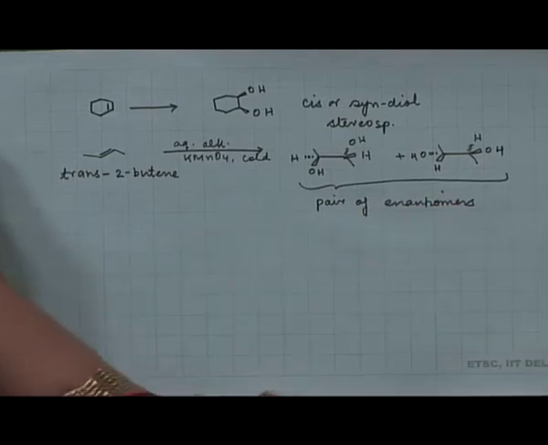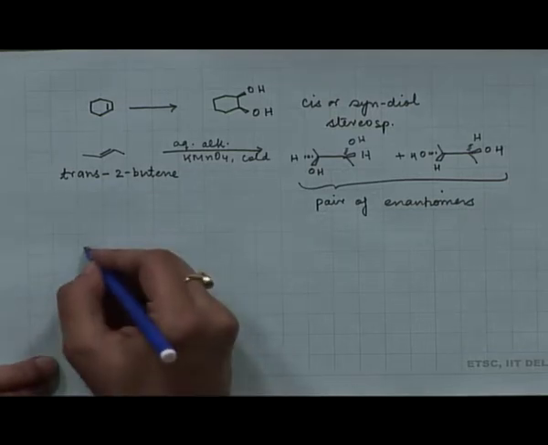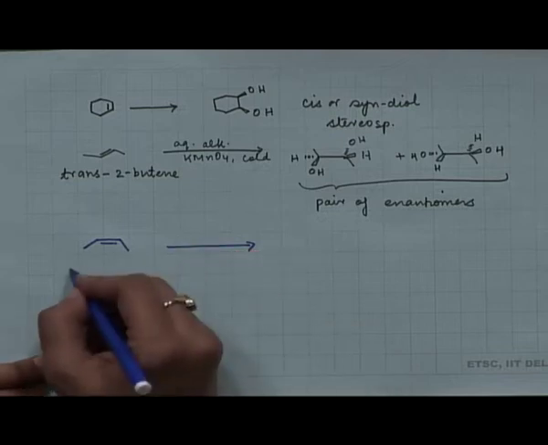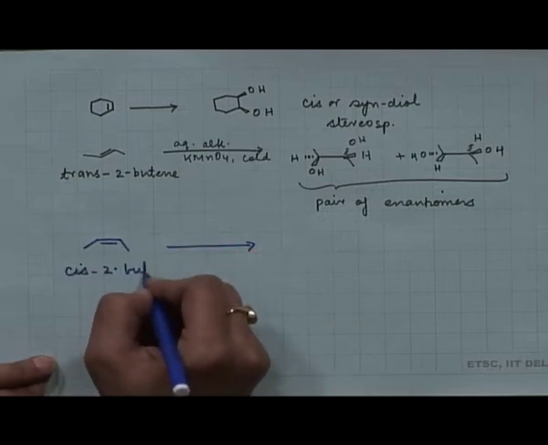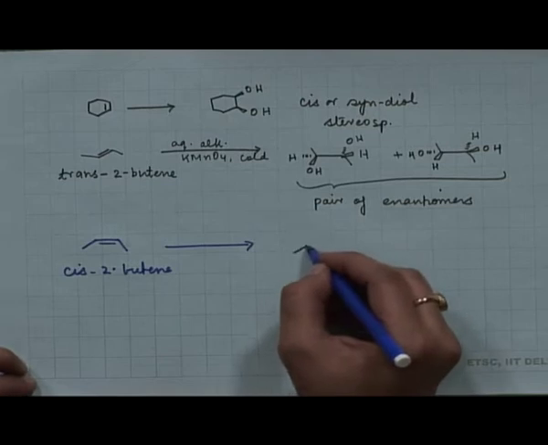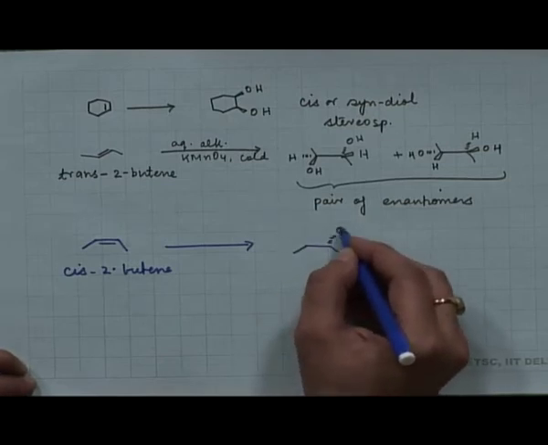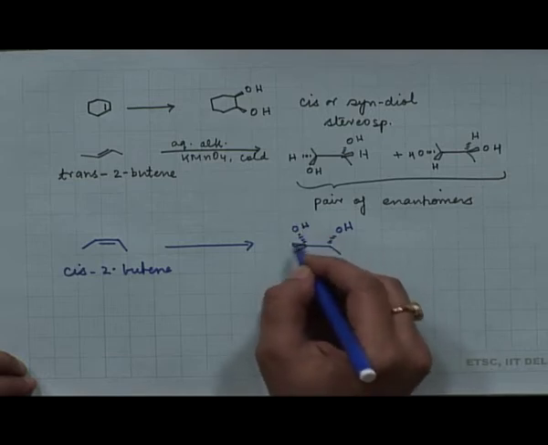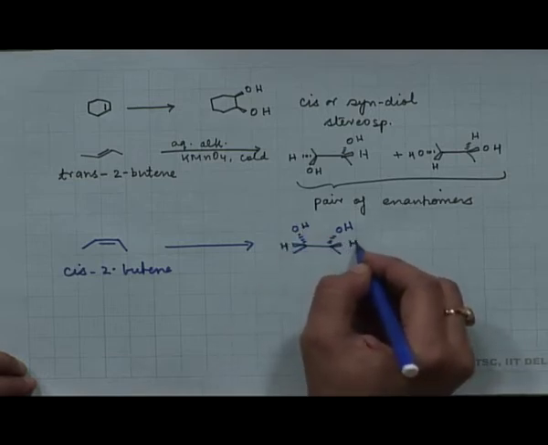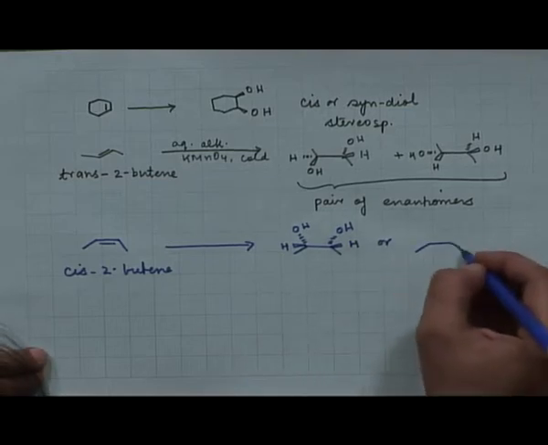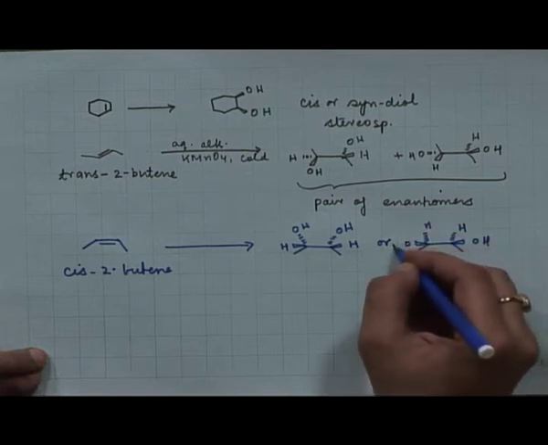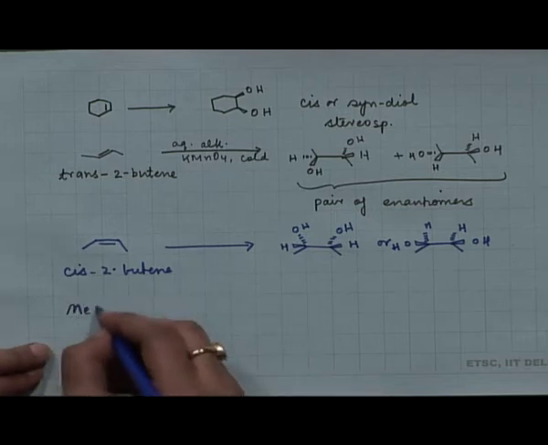If you take the other isomer of butene, that is the cis 2-butene, and subject it to dihydroxylation under the same conditions with alkaline KMnO4, you get the syn diol with both the hydroxyls adding on to the same side of the double bond, and what you get eventually is nothing but a meso compound. So, you get a meso compound if you start from cis 2-butene.